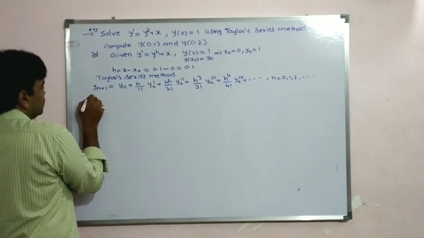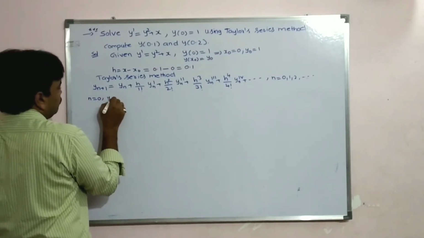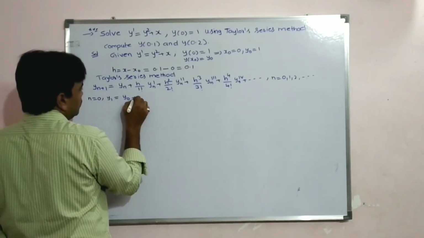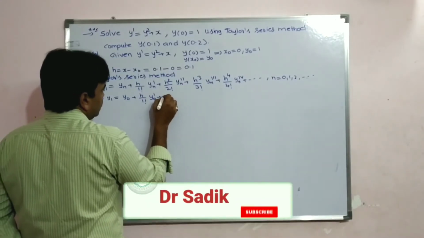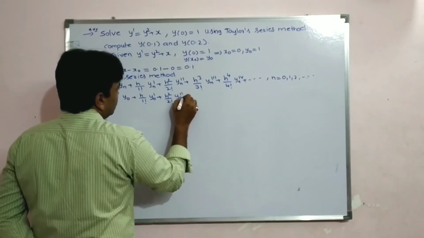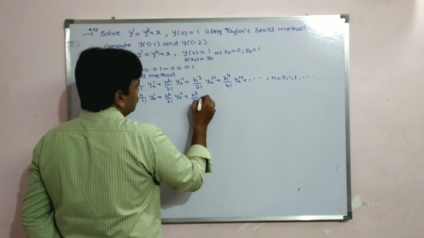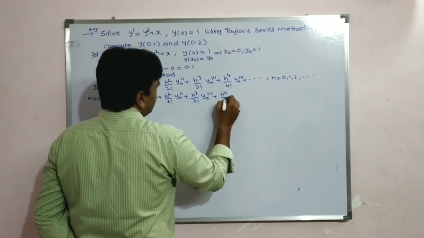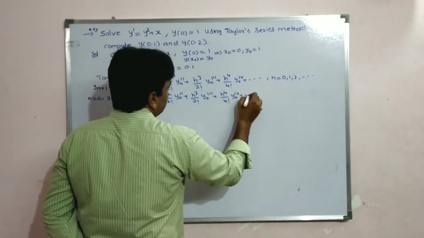Now if n is equal to 0, students, we get y1 is equal to y naught plus h by 1 factorial into y naught dash plus h square by 2 factorial into y naught double dash plus h cube by 3 factorial into y naught triple dash plus h power 4 by 4 factorial into y naught power 4 plus and so on.